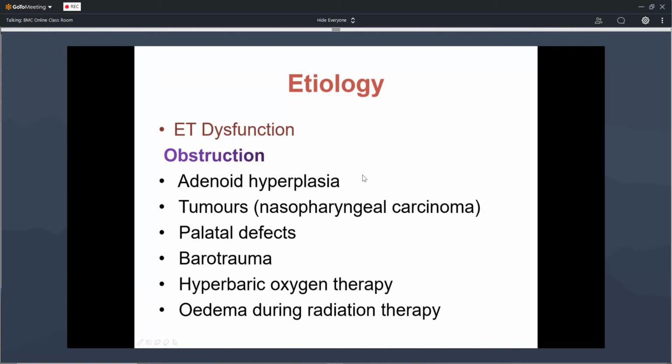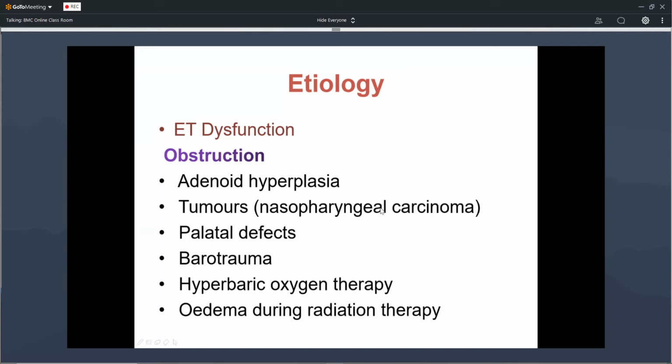Adenoid hyperplasia or hypertrophy, benign or malignant tumors of the nasopharynx, palatal defects, and barotrauma. With palatal defects, such as a cleft palate, there is eustachian tubal dysfunction. It will not open properly, or there is incomplete closure of the eustachian tube, so infections may spread from the nasopharyngeal end into the middle ear cavity. Also hyperbaric oxygen therapy and edema during radiation therapy. These are the various causes for eustachian tubal dysfunction.